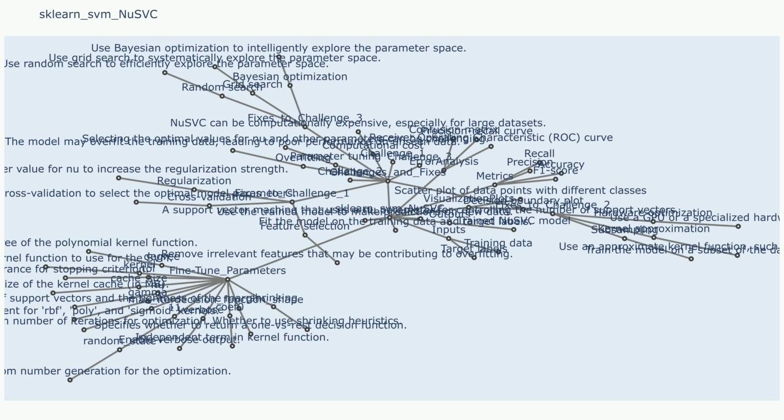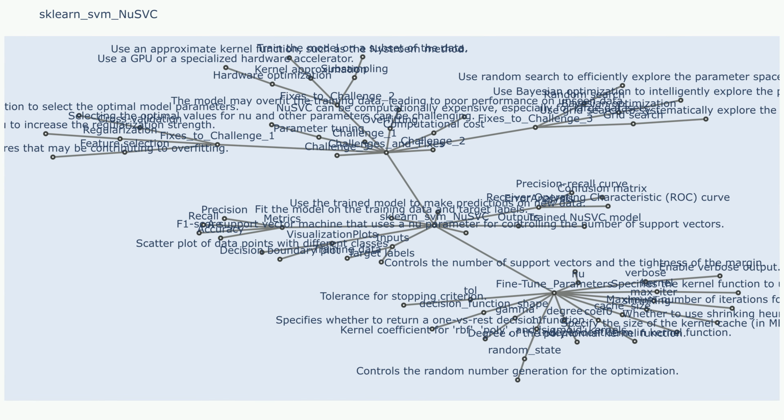sklearn.svm.NuSVC. Description: NuSVC is a support vector classification (SVC) model that uses a parameter nu to control the number of support vectors and the upper bound on the fraction of training errors. It is similar to SVC, but it provides more control over the number of support vectors and the trade-off between model complexity and training error.